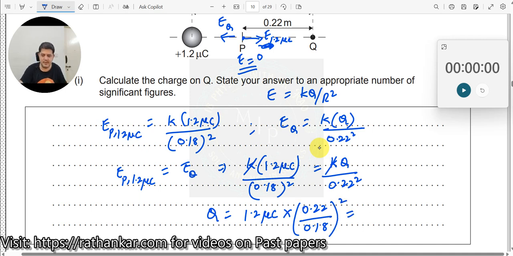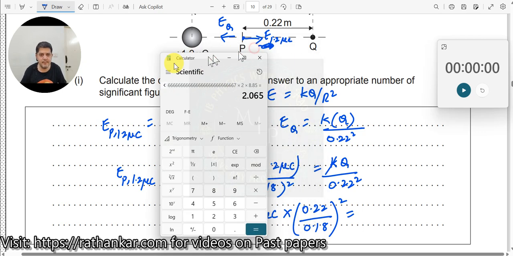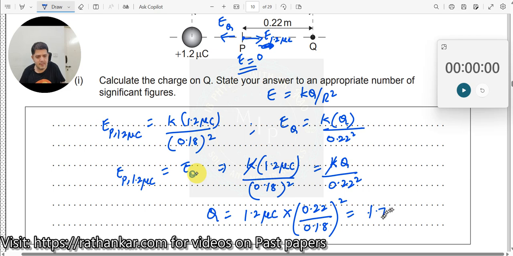Now let us find out. This is my calculator. Okay. Now this is 0.22 divided by 0.18. I get the answer as 1.22 square. Take the square over here, 1.49 multiplied by 1.2 once again. So I get 1.79. So the value of Q is 1.79 microcoulomb.